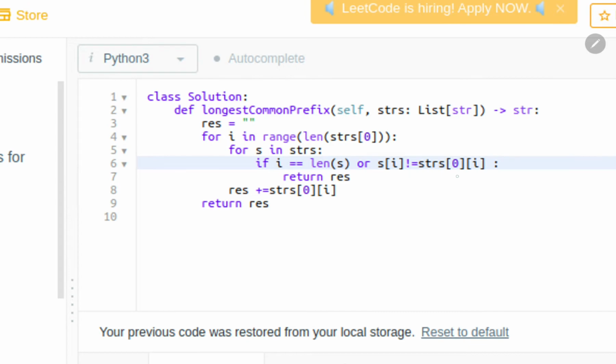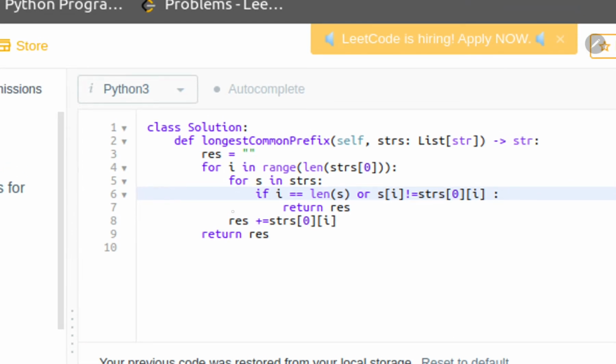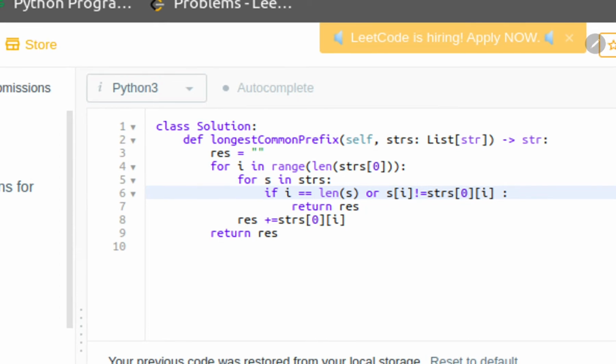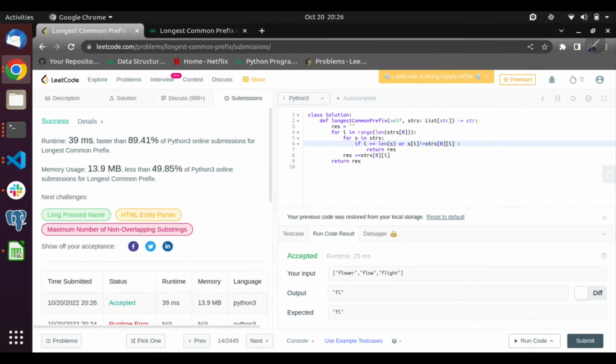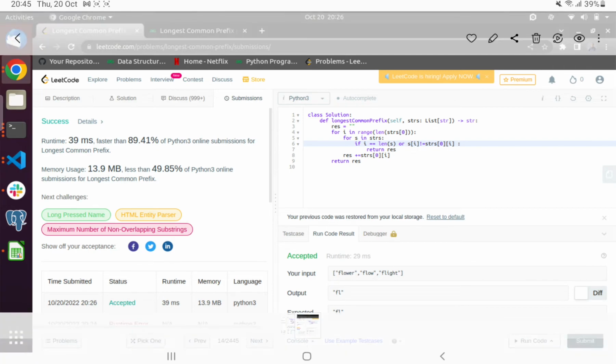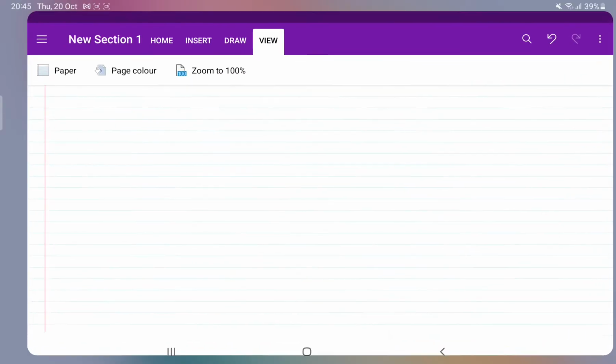If s of I is not equal to strs of 0 of I, then also we were returning the result. And once we traverse all the elements in the list, what we were doing, we were adding to the result that particular character that was common in all the words, and at the end we return the solution. And you can see this test case is passed. I have shown you the result also in the left hand side, and this is the code. You can pause the video or you can take the screenshot. So this is going to take time.